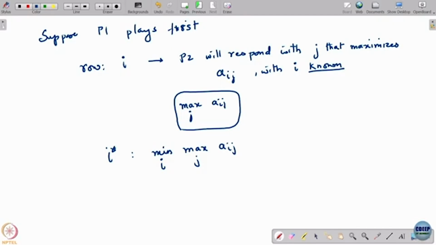He plays i star, player 2 will then respond with a column that maximizes this box term here. Player 2 will respond with a column that maximizes this term with i equal to i star, and therefore, given that is how player 2 was going to respond, it makes sense that player 1 just picks the i star that minimizes this. If he had picked any other i, not i star, he could have in hindsight regretted that. Knowing that this is what player 2 was going to respond with, I could have played differently, right.